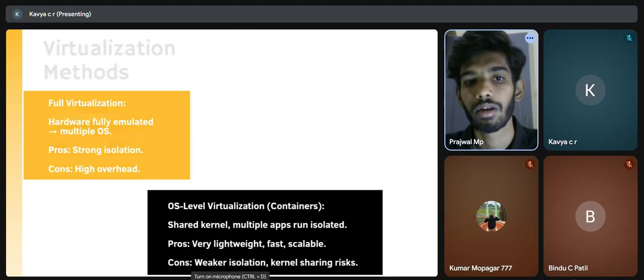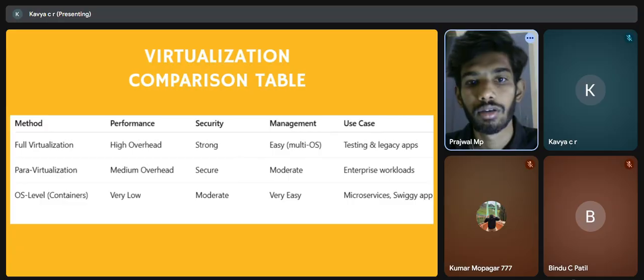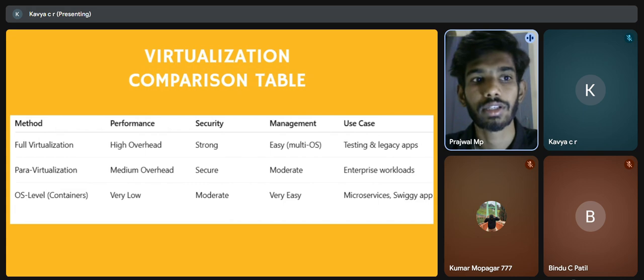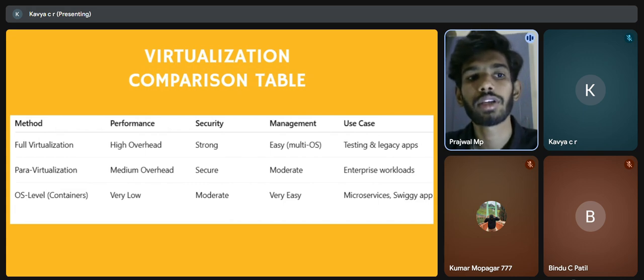Next slide. Virtualization comparison table. Full virtualization. In full virtualization, the hardware is fully emulated, which means you can run multiple operating systems on the same machine as if they are completely separate.